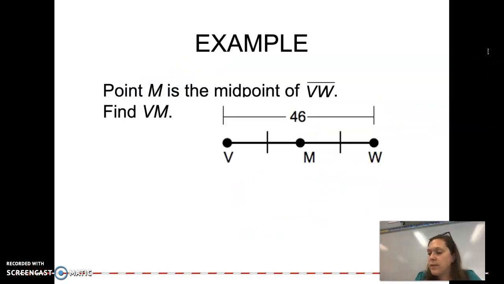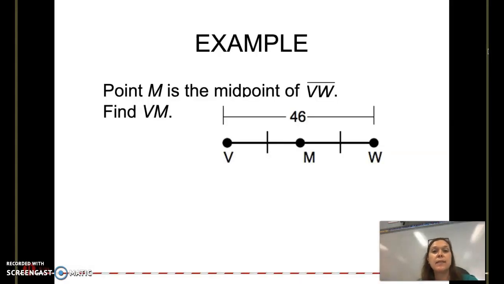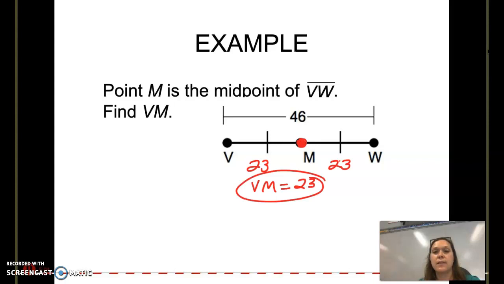Okay, let's go ahead and work through this one. Point M is the midpoint of line segment VW. Find the length of VM. So because we were told that this is a midpoint, that means the left and the right are exactly the same. If the whole is 46, remember midpoint, cut it in half. What's half of 46? Well, 23, which makes this half 23. So we're asked to find the length of VM, which would be 23 units.